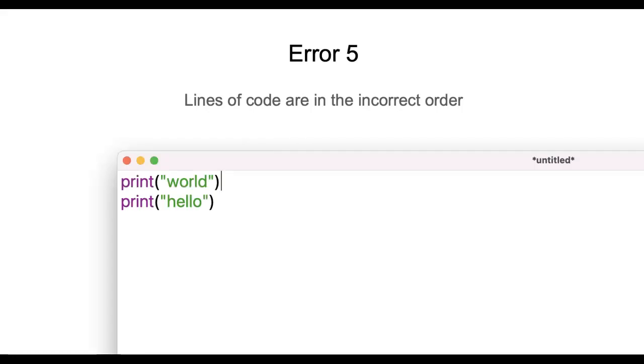Here we've got print world, then print hello. So it will print world hello instead of hello world. All we have to do to fix it is swap the lines over and put them in the right order.